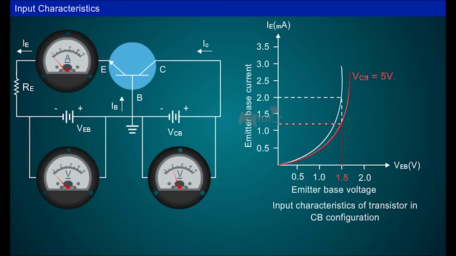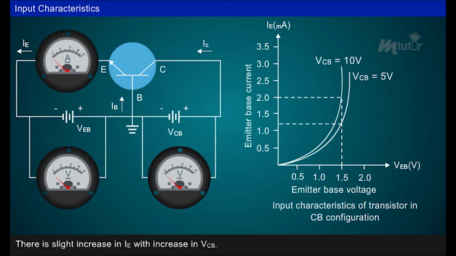For VCB equal to 5 volts, when VEB is 1.5 volts, then IE is 1.2 mA. When VCB equal to 10 volts, when VEB is 1.5 volts, here in this stage, IE is 2 mA. Thus, it can be observed that there is slight increase in emitter current IE with increase in VCB.